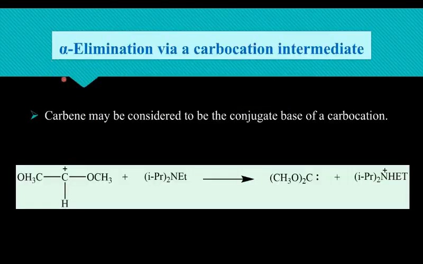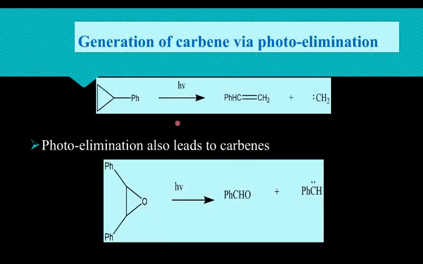Next is the alpha elimination via a carbocation intermediate. Here is a carbocation. When it reacts with ethyl diisopropylamine, dimethoxycarbene is produced. And here is the photoelimination. When cyclopropane derivatives are subjected to light, an alkene along with the carbene is produced.